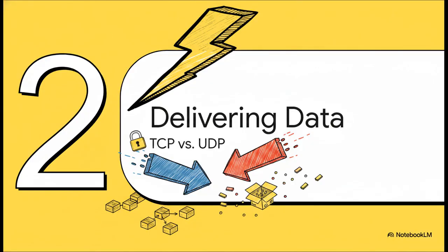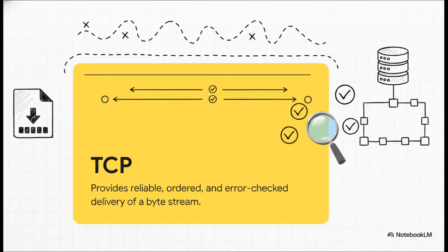All right, moving on to Section 2, delivering data, the ultimate showdown between TCP and UDP. Now that we know how to find each other on the network using IP, how do we actually move the data around? Remember how I mentioned IP provides best effort delivery? Well, best effort means it doesn't actually guarantee your packets arrive or that they arrive in the right order. That is where TCP steps in.